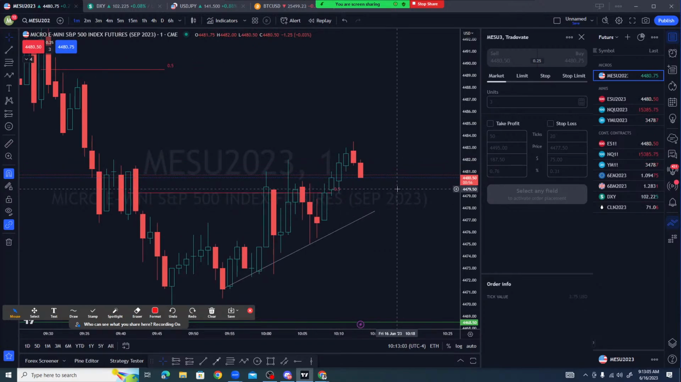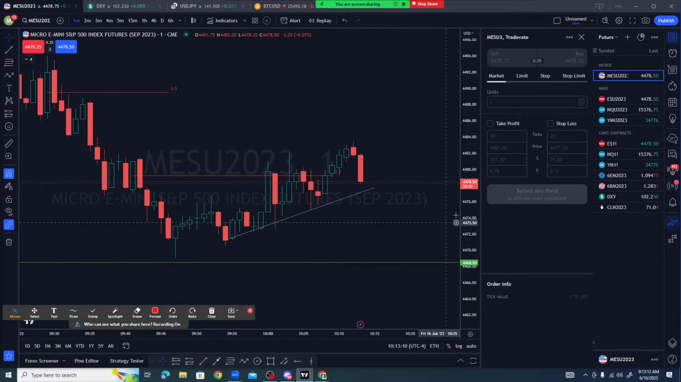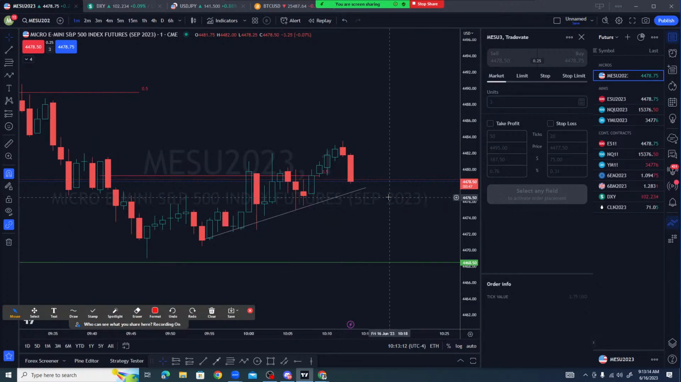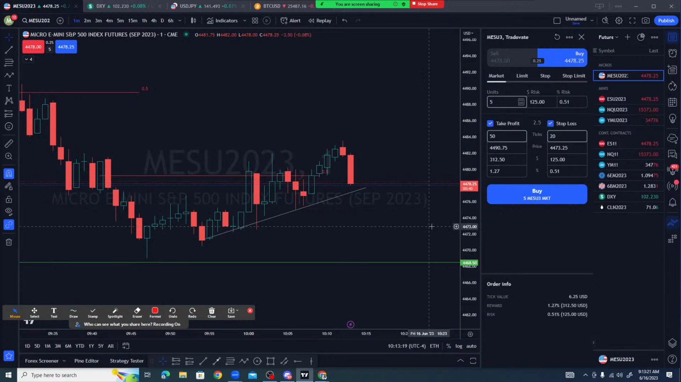Let's see this pullback right here. Let's see if we can find some ground to enter on. Pretty solid pullback. Change my contracts again. Get my stops and my profit in there. Because with TradeEvade on TradingView, if you just come up here and hit these buttons, you have to manually put in your stops. And I don't like doing that. I'd rather just click these buttons and then have it ready to go.